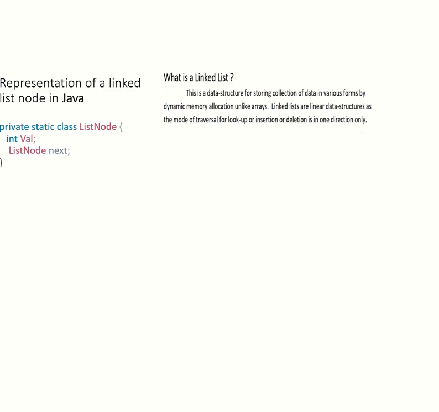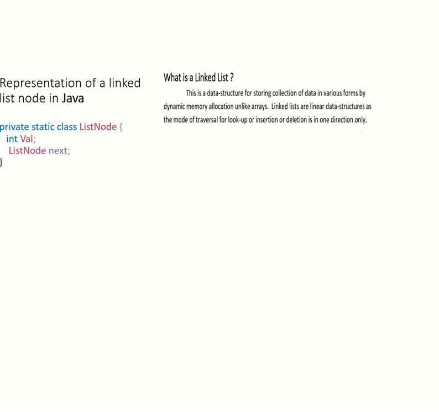Now, if we were to talk about the representation of a linked list in Java, it comprises a node that has a value, which is the data, and then a pointer to the next node. This is the address that it holds for the next node.